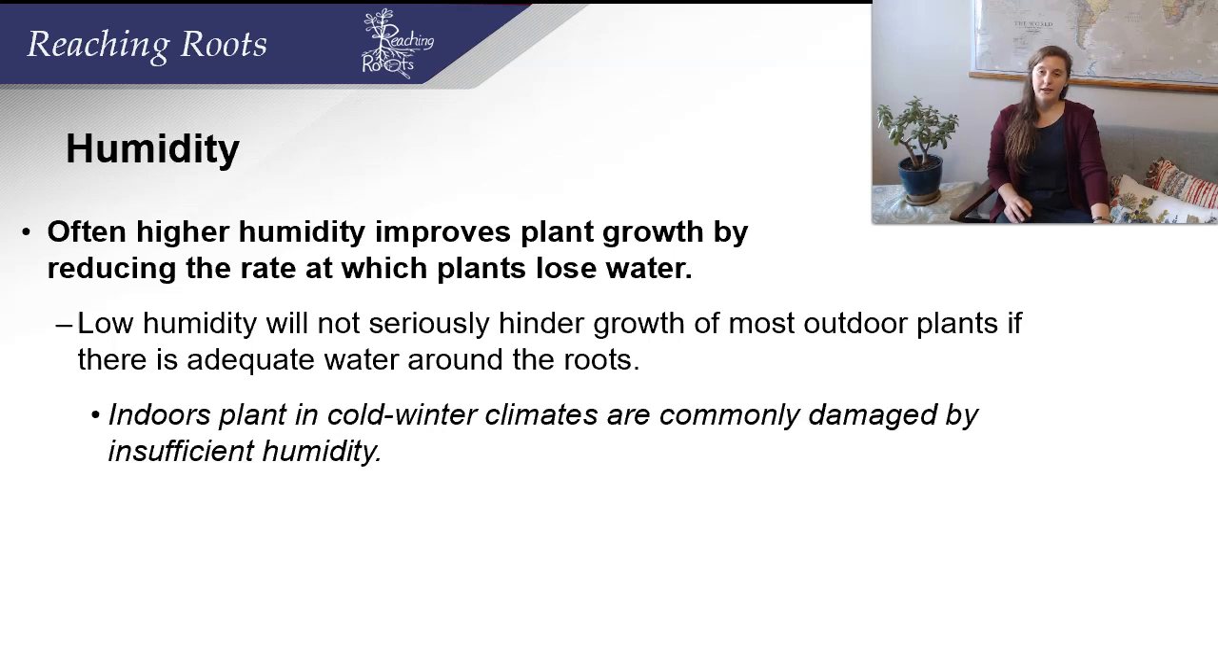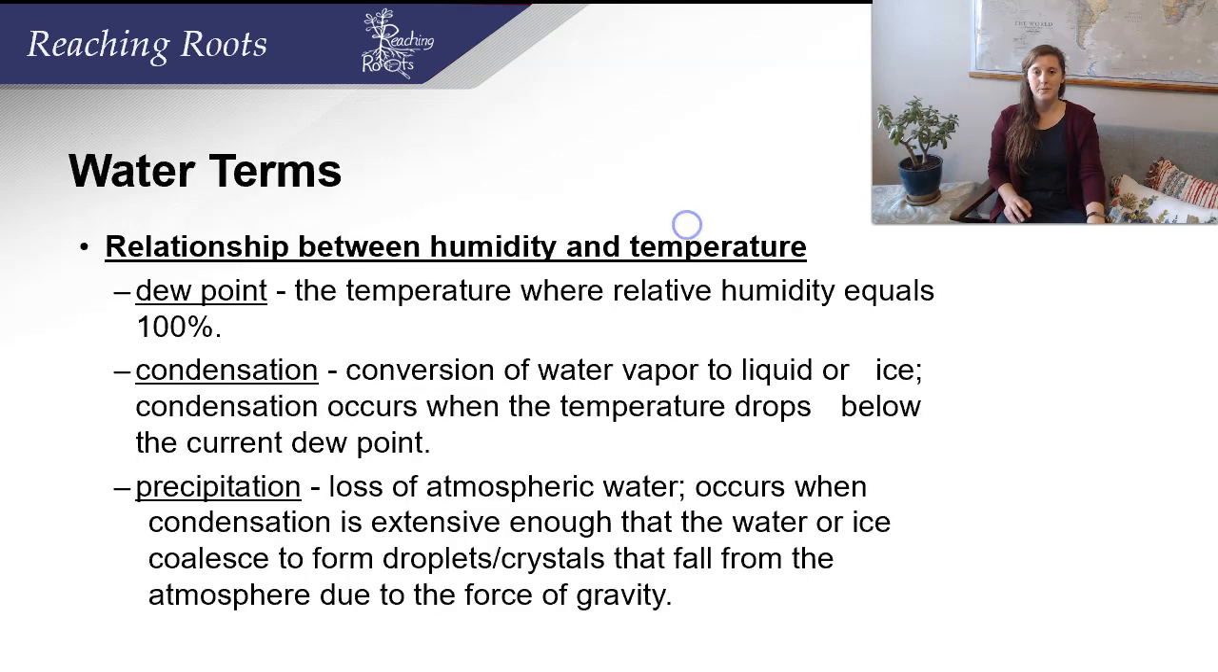Often, the higher the humidity in an environment, the better plants will grow because they're losing less water. That being said, too much humidity isn't good either because fungus also prefers high humidity, which can cause a disease epidemic. Low humidity will not seriously hinder plants, but if they don't have enough water, they're losing a lot of water and they will have drought stress quickly. A lot of times this happens in cold climates where you have indoor plants. It's very dry inside your home. You forget to water the plant, and that can cause death.